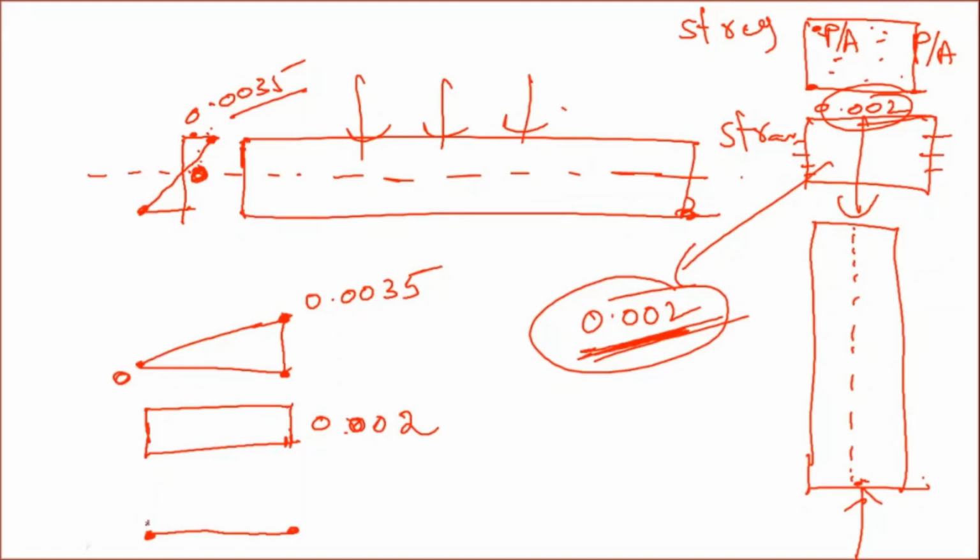Then in this case, at this point, let us say strain is epsilon. Then at this point, what will be the strain? It is 0.0035 minus 0.75 epsilon. So here it is the least compressed fiber, and here it is the highly compressed fiber.